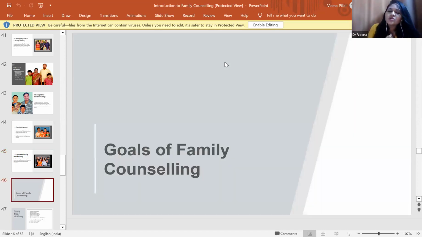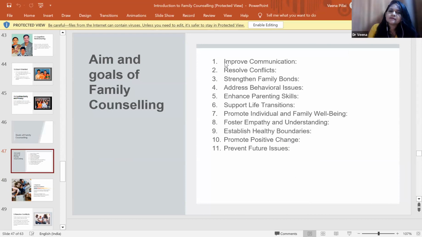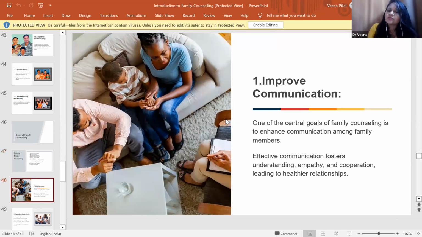So, when we look at the goals of family counseling, the aims and goals of family counseling are to improve communication, resolve conflicts, strengthen family bonds, address behavioral issues, enhance parenting skills, support life transitions, promote individual and family well-being, foster empathy and understanding, establish healthy boundaries, promote positive change, and prevent future issues. So we'll again see how it could be done.